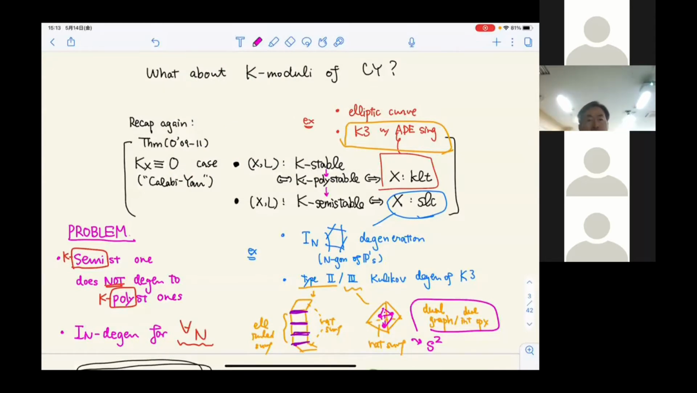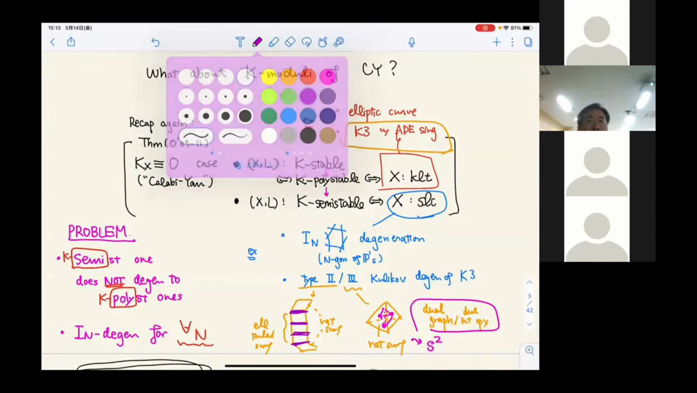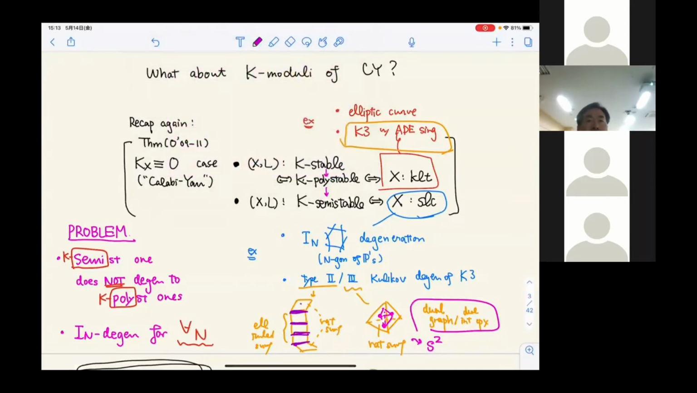And in this case, let's see, oops, let me write in this pink color. So we have this kind of dual graph, which is topologically a segment. And this segment and S2 appear in the latter half of the talk for the compactification of the moduli of K3.